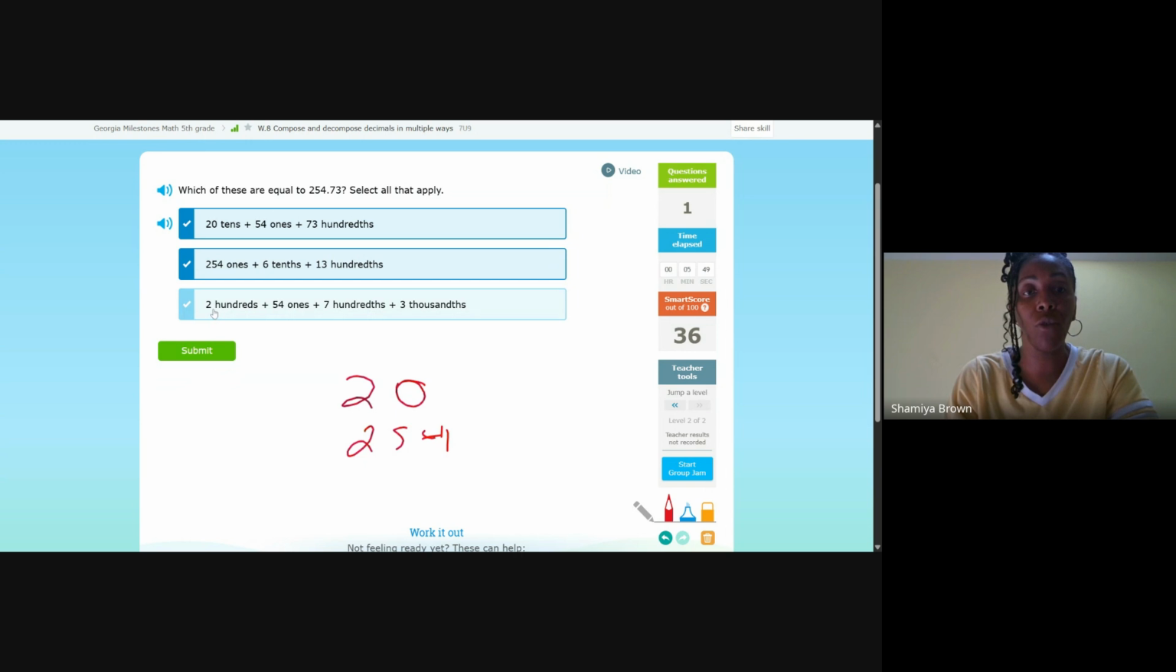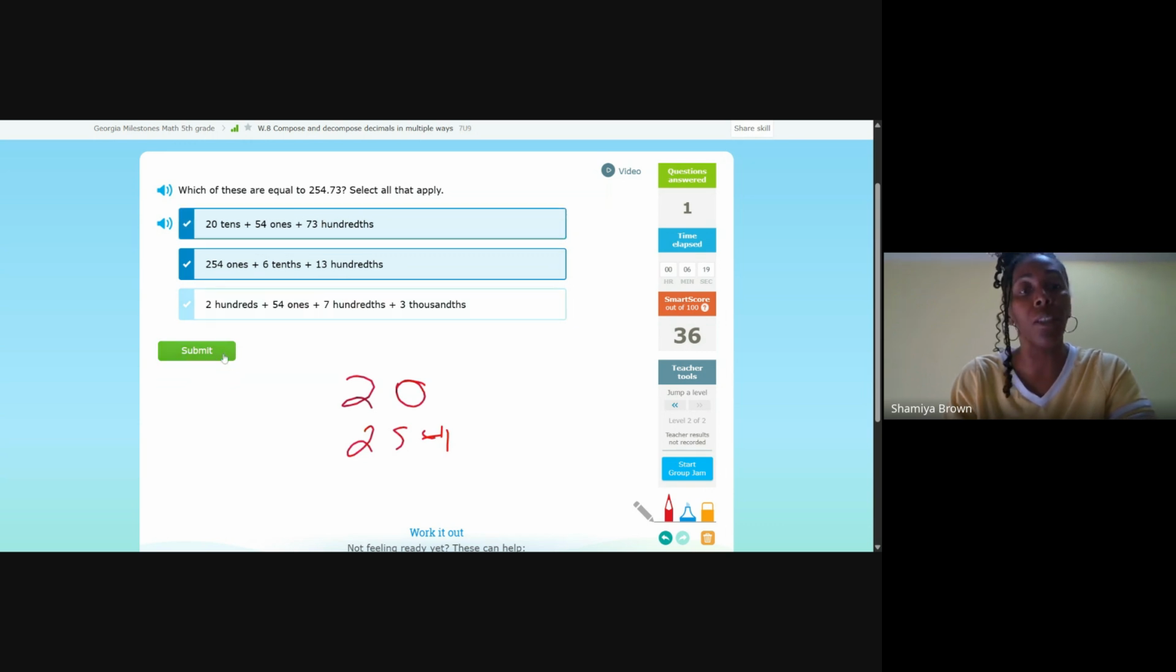So now I have 200s plus 54 ones plus 7 tenths plus 3 hundredths. So for here, I have 200s and then I have 54 ones. So that's going to be 254 plus the 7 tenths. That's right. And then the 7 should be in the tenths place. So no, that's not right. It says 700s, but I have 7. So that's not it. So I'm thinking it's these two, but I'm not absolutely sure about this one.